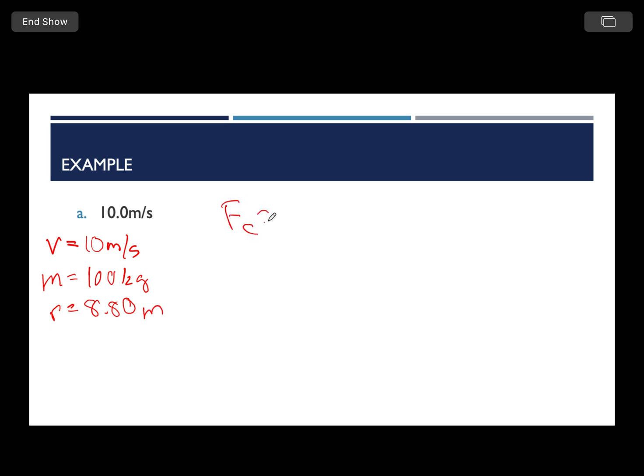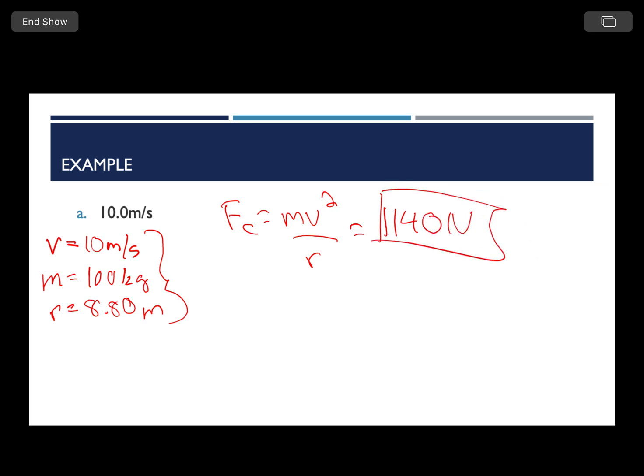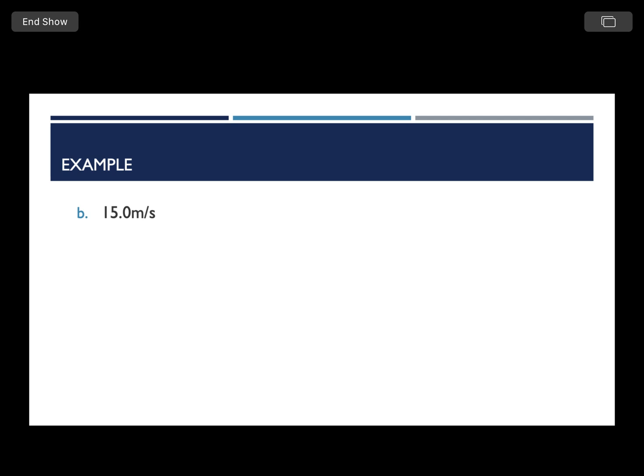My centripetal force is going to be equal to mv squared over r. Why this version? Because I have a v and an r. If I didn't have v, I wouldn't use this version. Okay, then I just substitute these values in, and I should get 1140 newtons. Okay, I want you guys to try for 15 meters per second. So you should have gotten 2560 newtons.